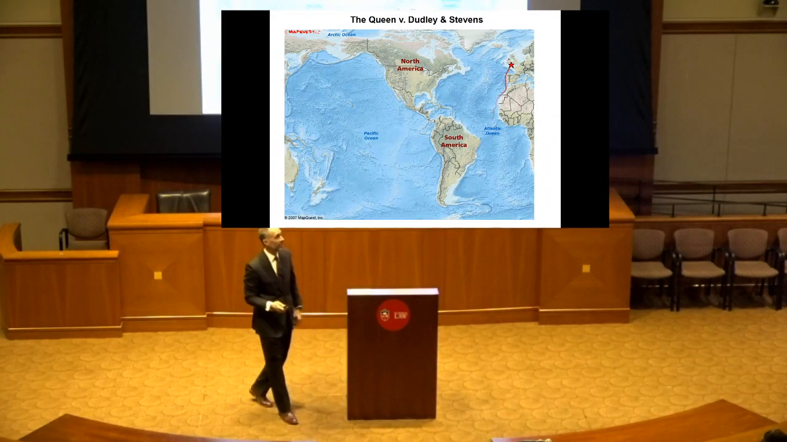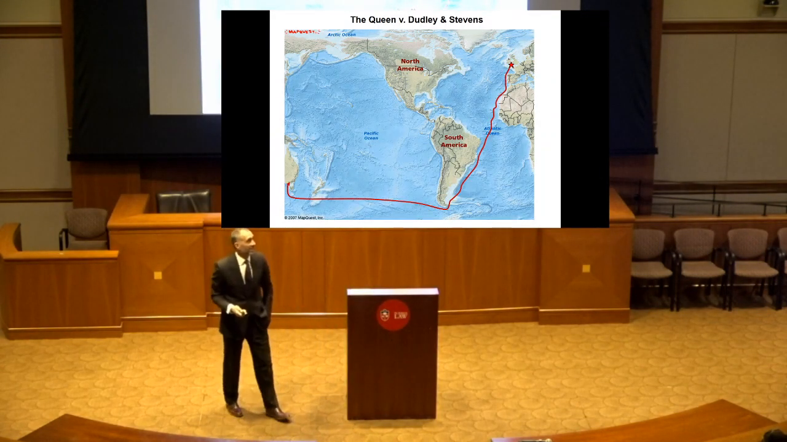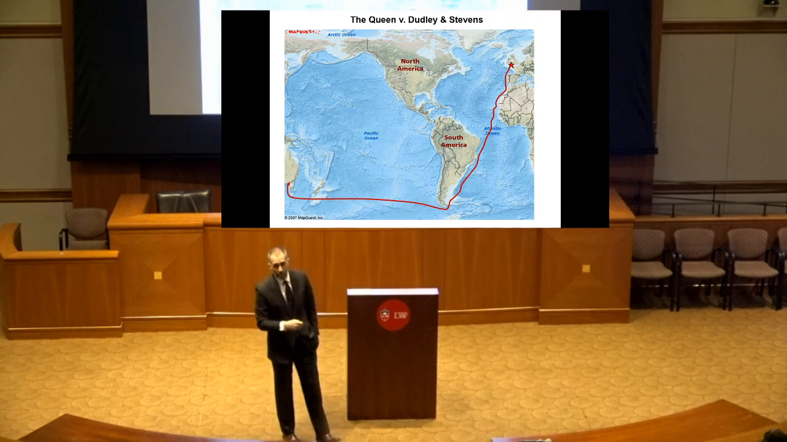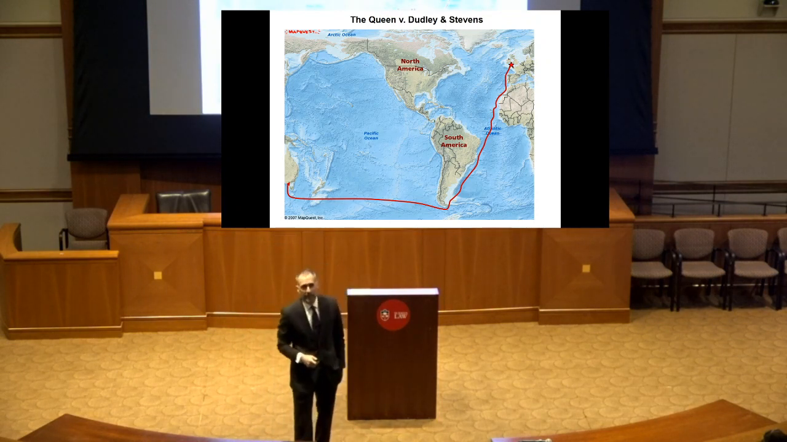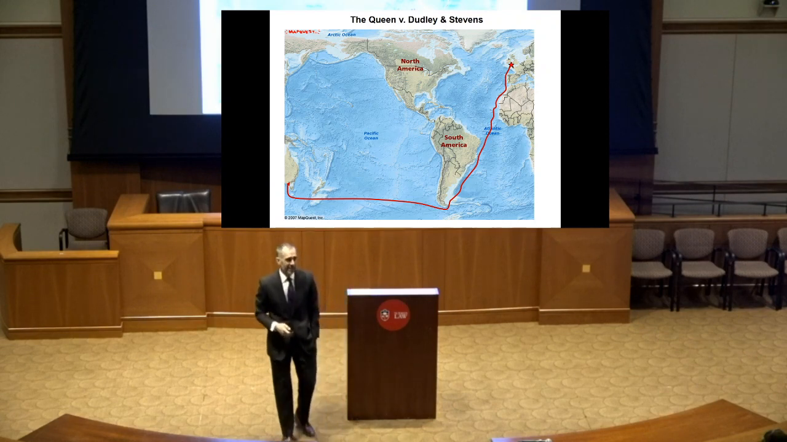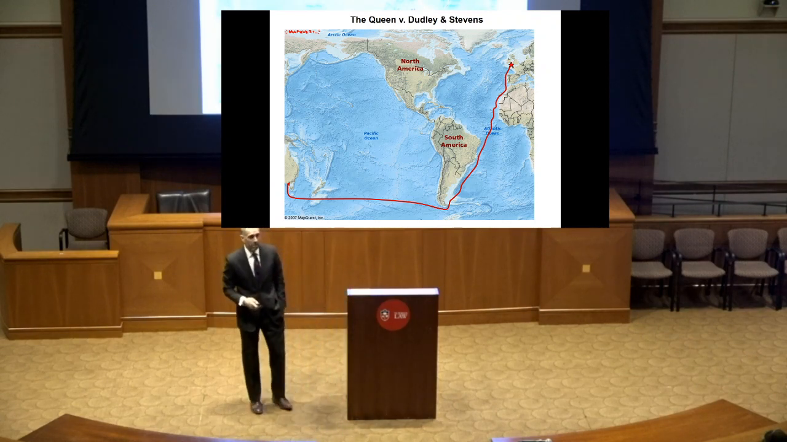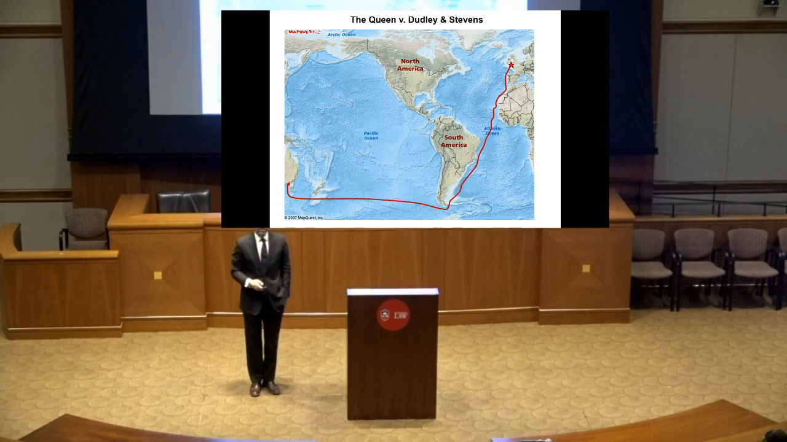From Falmouth, England, the plan was to sail south along the coast of Africa, across the Atlantic Ocean, around the tip of South America, and then across the South Pacific to Australia. Unfortunately, they didn't get that far. This is July of 1884.